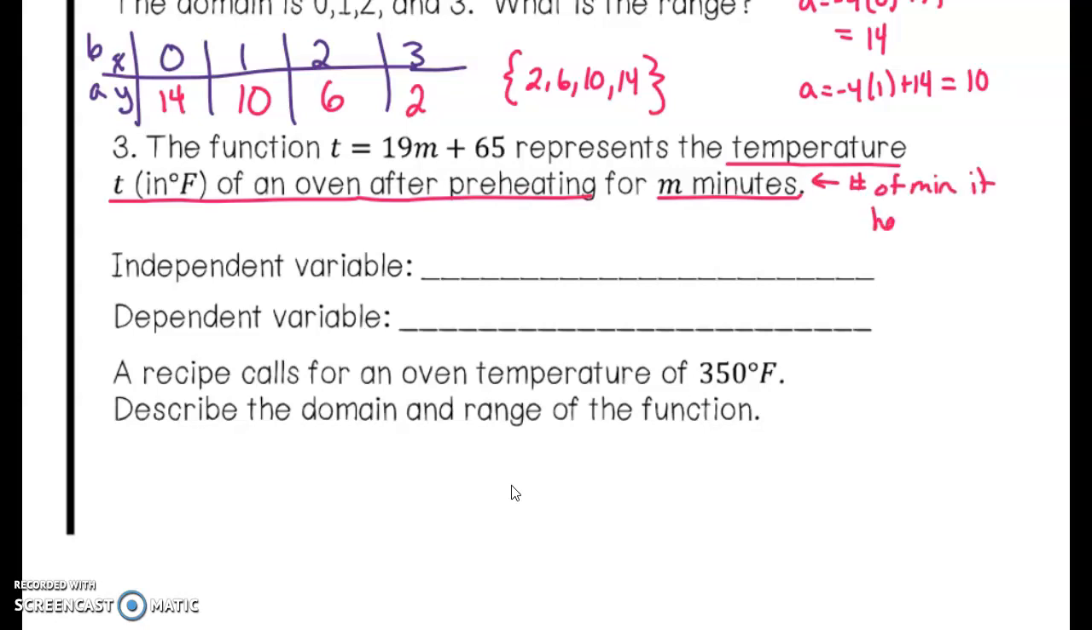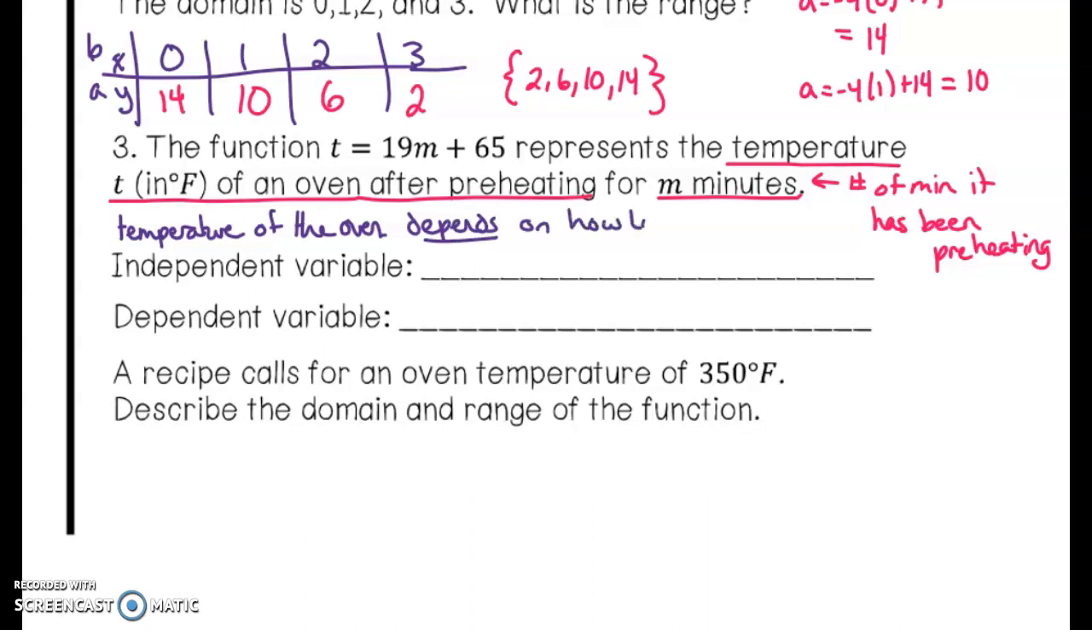So like when you go to make cookies, if you set it on like, I don't know, 350, that's a pretty common temperature, then it does not just get to 350 in a second. It starts at room temperature and then it goes up from there. And so it begins preheating and it warms up slowly until it gets to whatever temperature you asked for it to be at, and then it'll stop preheating. So I would say the temperature of the oven depends on how long it has been preheating, or how many minutes it has been preheating.